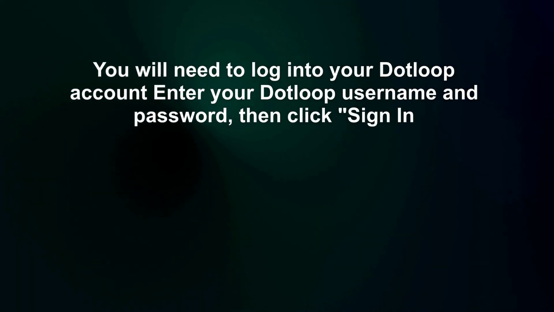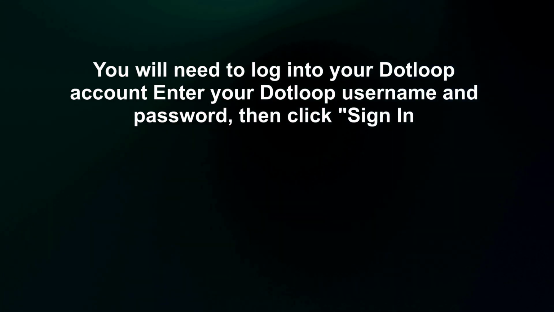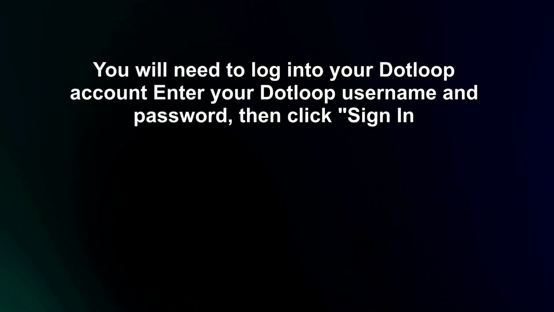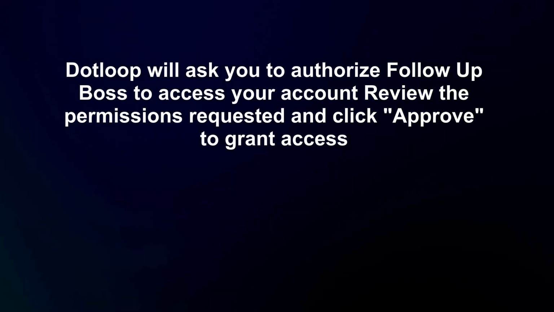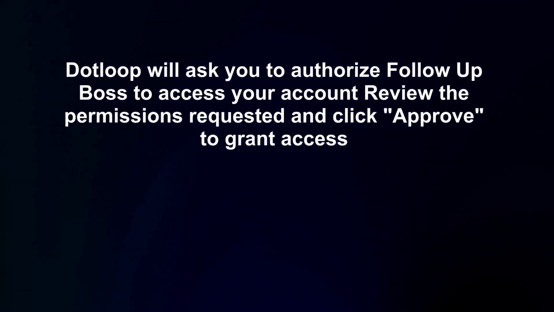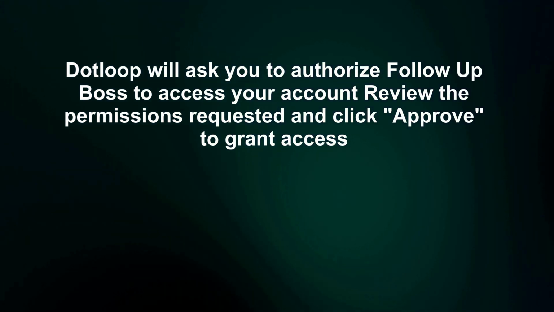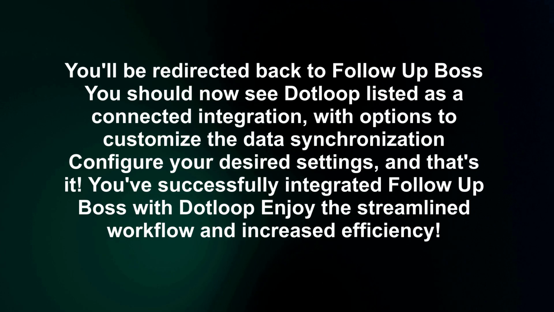You will need to log into your Dotloop account, enter your Dotloop username and password, then click Sign In. Dotloop will ask you to authorize Follow-Up Boss to access your account. Review the permissions requested and click Approve to grant access. You'll be redirected back to Follow-Up Boss.